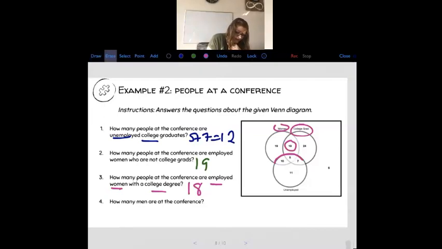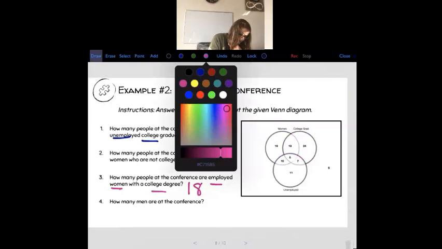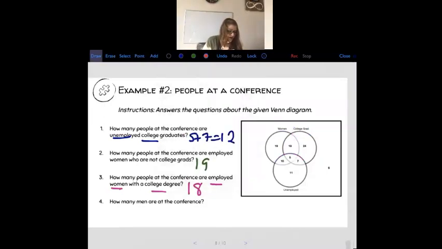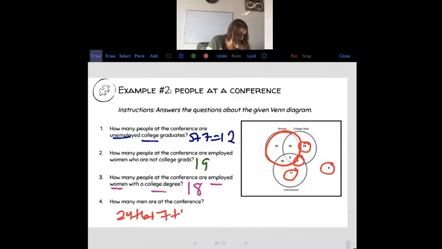And then question number 4, how many men are at the conference? So let me erase again this pink writing and change color here. Okay. When it's asking how many men are at the conference, that means anything that's outside of the circle of women. So here's our circle of the set of women. So we would be adding up anything outside of that circle. Okay, so this would be 24 plus 6 plus 7 plus 11, which gives us 48. Okay, and again, this 6, what it denotes is members that are not part of any set. So not women, not college graduates, not unemployed.